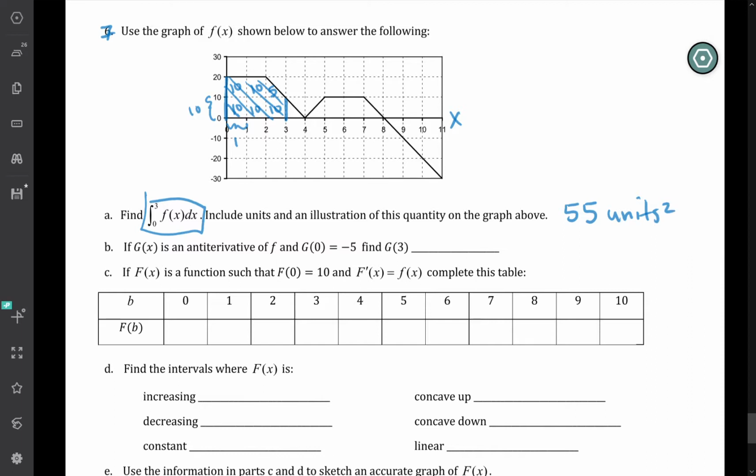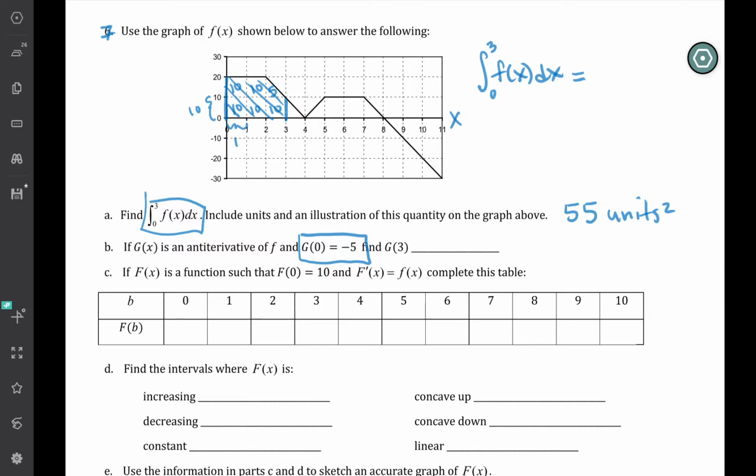Okay. Part B wants us to assume that big G is an antiderivative of this function that we're looking at. And we're also given that big G goes through the point (0, -5). We are supposed to use that to find big G of 3. So what I would say here is this is just asking you to very directly use the first fundamental theorem. So I would say that we know that the integral of f of x from 0 to 3 should equal any antiderivative evaluated at 3 and then 0. So let's go ahead and make it G.